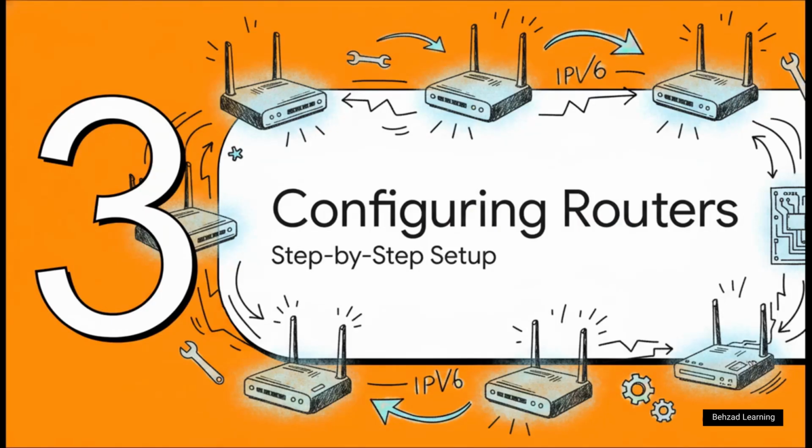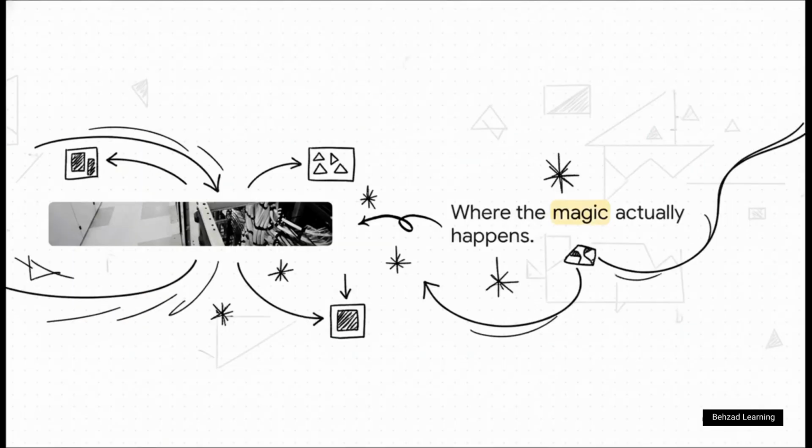Section 3. Configuring routers step by step. Think of these server racks as the local post offices of our internet. This is where the magic actually happens. A router receives an IPv6 packet, checks its destination, consults the routing table, and then blasts it out a completely different physical wire to get it closer to its target.